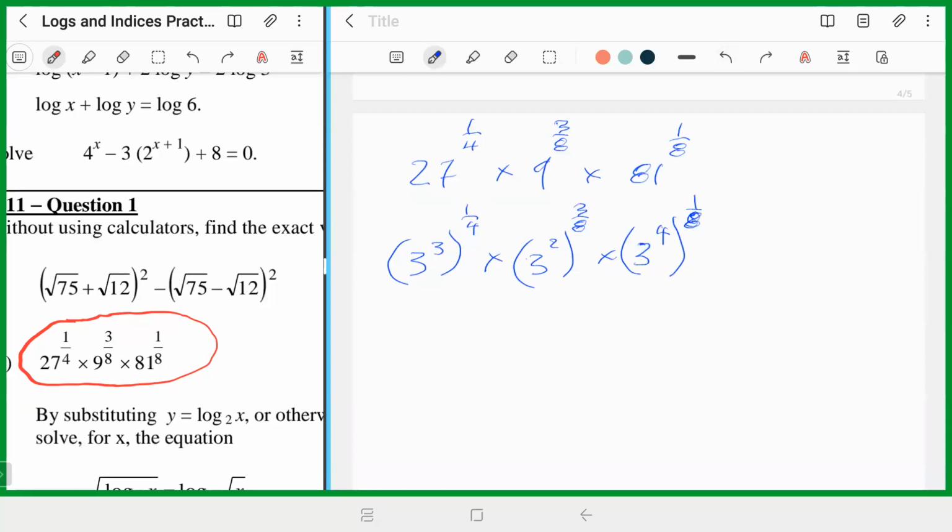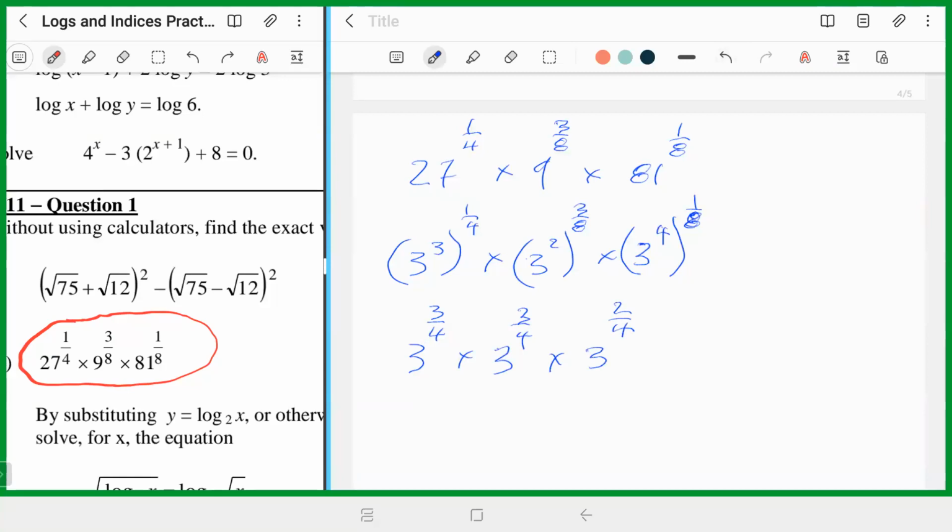I'm going to get 3 to the 3 over 4 times. Multiply these powers, I'm going to get 3 to the 6 over 8, which is 3 over 4, times. Multiply these two, I'm going to get 4 over 8, which is a half. But half is 1 over 2, right? But since these are already over 4, I'm going to write it as 3 to the 2 over 4. All of them have the same thing, right?